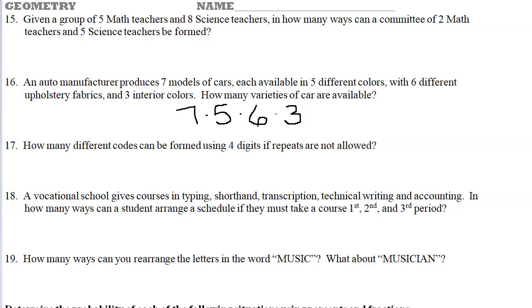Okay. And I bring that up because you've got all these separate categories and you're choosing one out of each category. So you end up getting 7 times 5 times 6, which is 210, times 3 is 630 varieties of car.